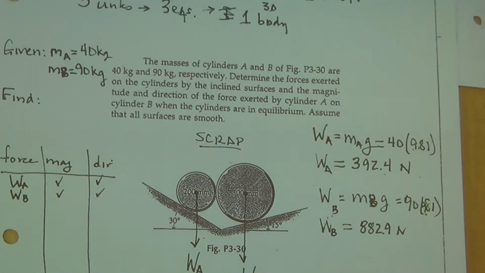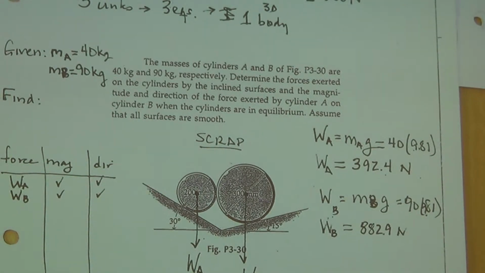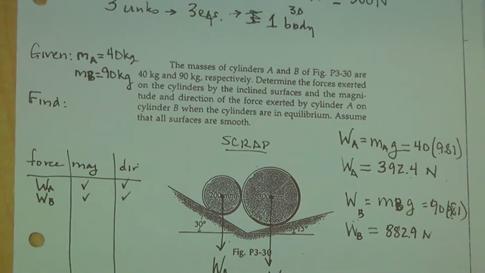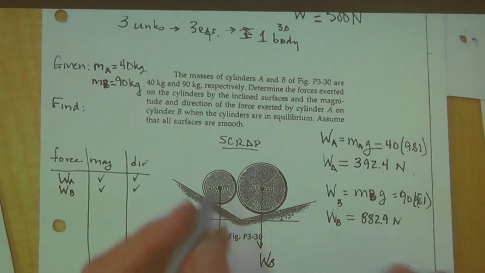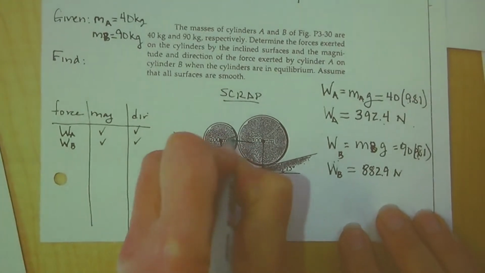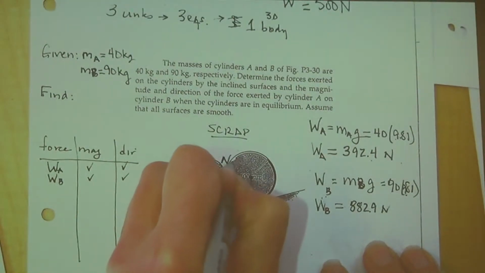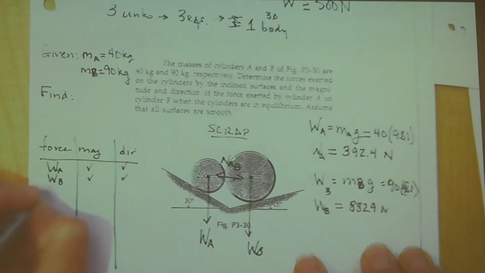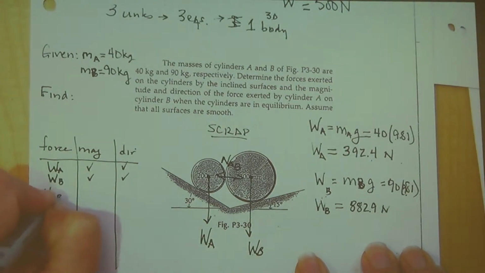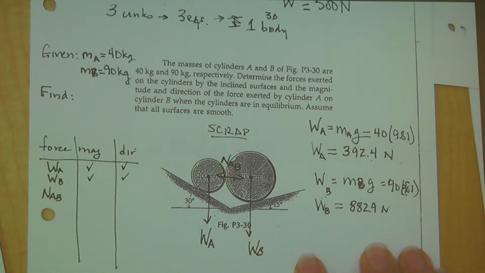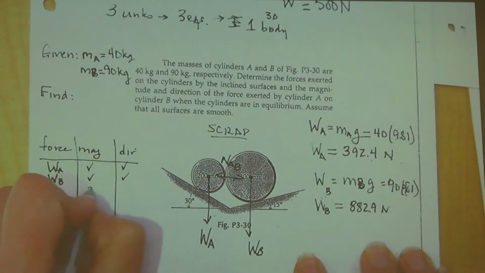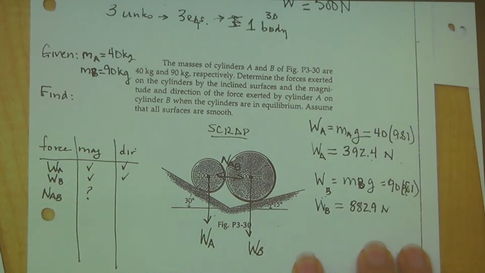So Nick, which normal are you talking about? Just describe what you were saying. Between that they're exerting on each other. Okay, so there's some kind of normal in here, right? Yeah. Can we call it NAB? It's the normal between the two? Do we know the magnitude of that? I don't know. No. Okay, this is a harder question. Do we know the direction?